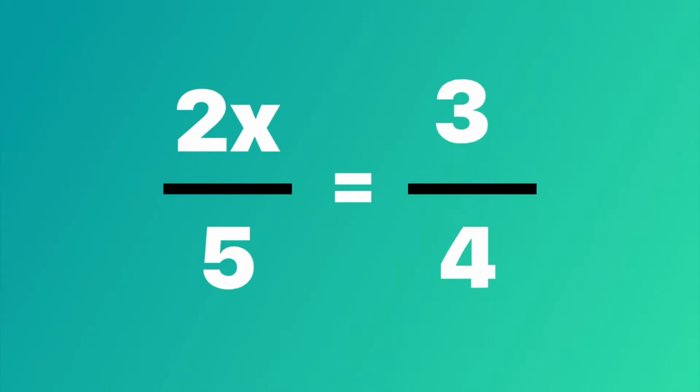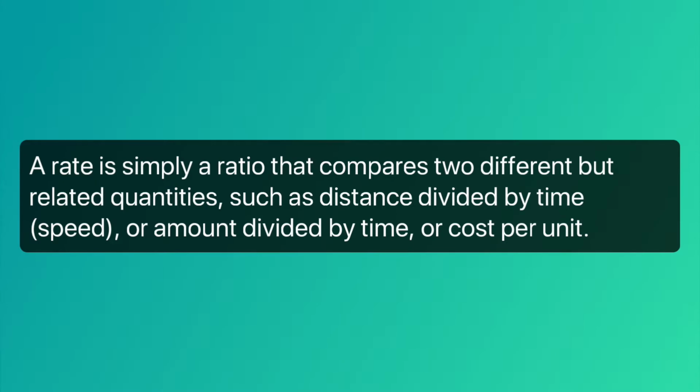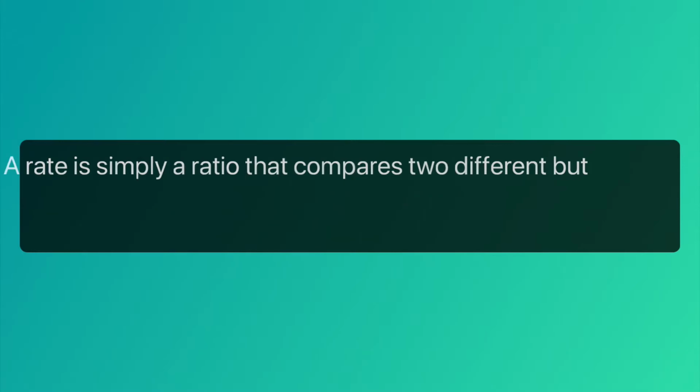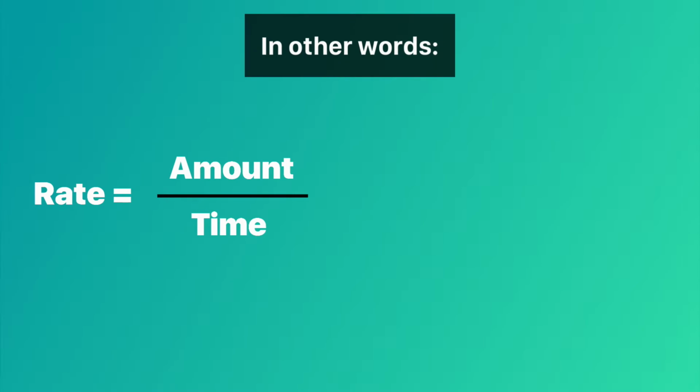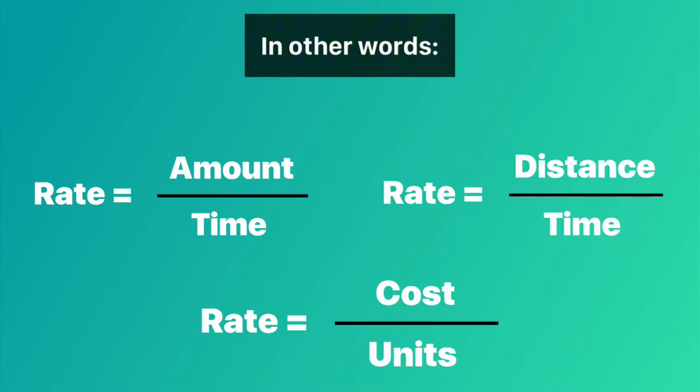Now let's go over rates. A rate is simply a ratio that compares two different but related quantities, such as distance divided by time equals speed, or amount divided by time, or cost per unit. In other words, rate equals amount over time. Rate equals distance over time. Rate equals cost over units.